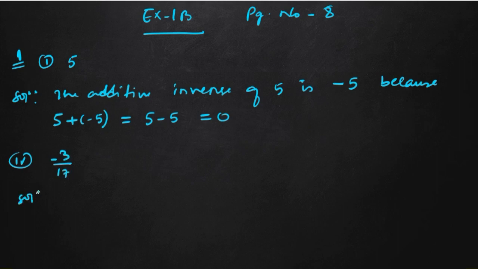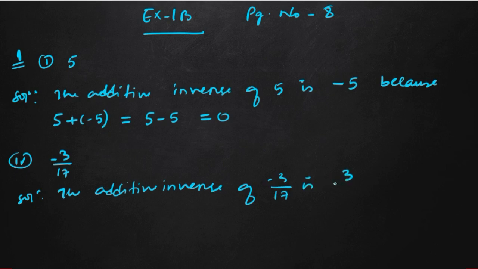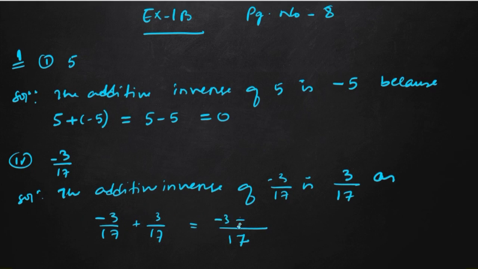Okay. Similarly, if we solve question number 4, minus 3 by 17. For the solution, the additive inverse of minus 3 by 17 is, what will it be? As it is a negative number, the additive inverse will be positive, so minus 3 by 17 plus 3 by 17. As the denominator is same, the LCM will be 17, but you need to add the numerators only. So the first numerator is minus 3 and the second numerator is 3. So minus 3 plus 3 is 0, over 17, that means it is 0. Okay, so solve all the rest of the questions.